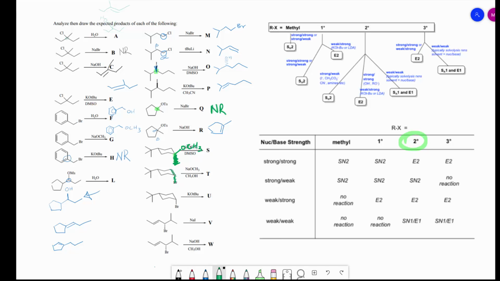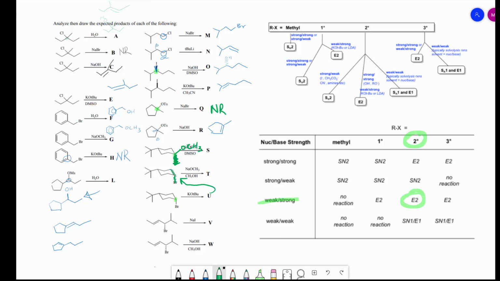For U, we have potassium t-butoxide. T-butoxide is a strong base and a weak nucleophile. We have a secondary alkyl halide here, so we will form the E2 mechanism for U. And that looks just like what I drew up here. It's the same mechanism and the same product.